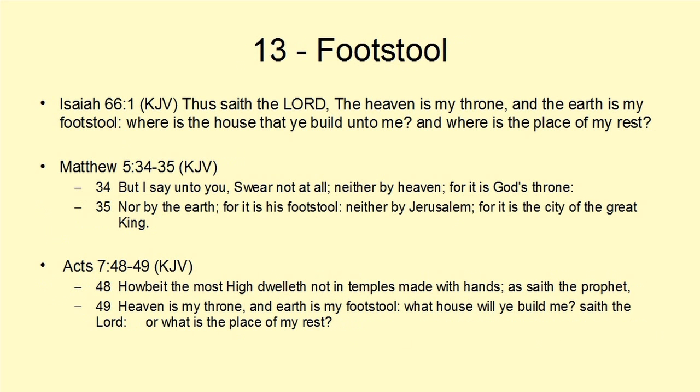Isaiah 66:1. Thus saith the Lord, Heaven is my throne, and earth is my footstool. Where is the house that ye build unto me? And where is the place of my rest?